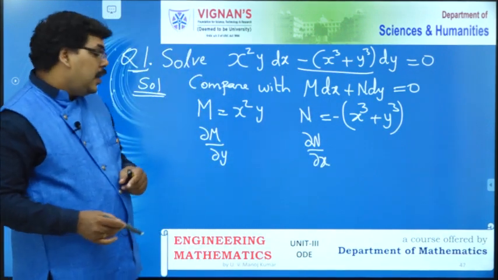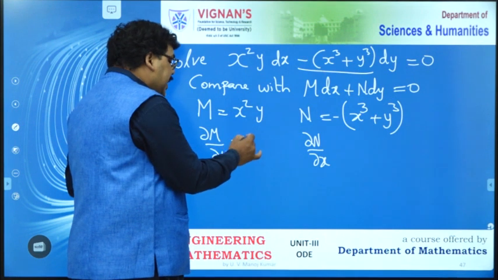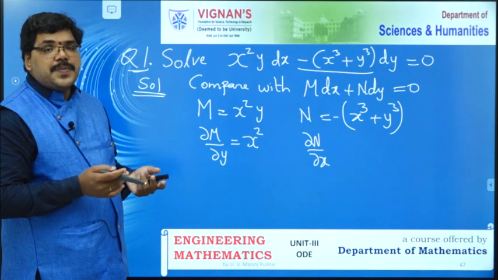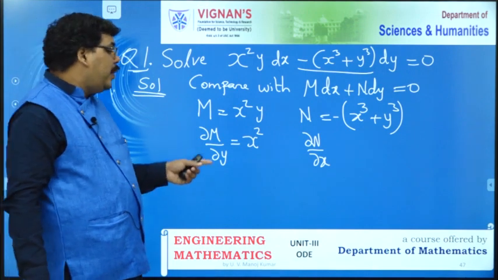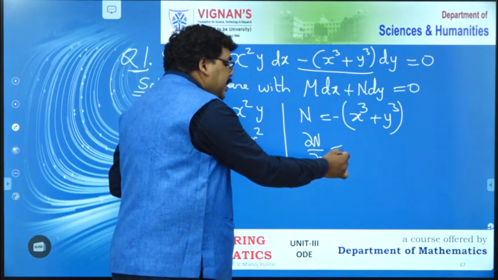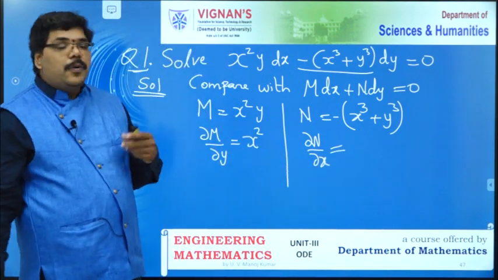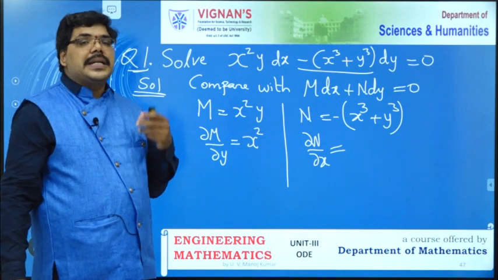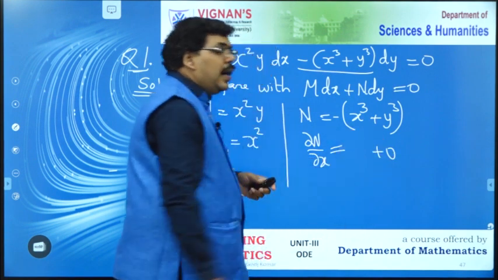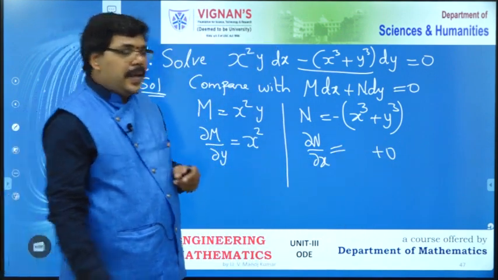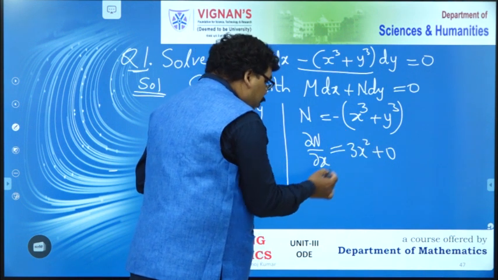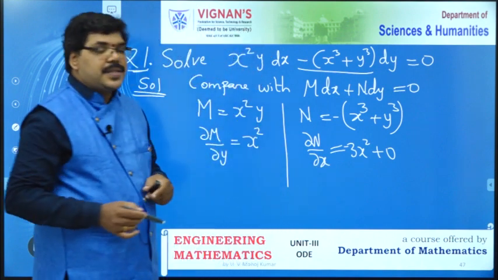Let us calculate. When I am differentiating with respect to y, x is constant, so x square is constant. Derivative of y with respect to y is 1, so ∂M/∂y is x square. Come to ∂N/∂x. When I am differentiating with respect to x, y is constant, y cube is constant, and the derivative of a constant is 0. So y cube derivative is 0. x cube derivative is 3x square, and there is a minus before, so minus 3x square.